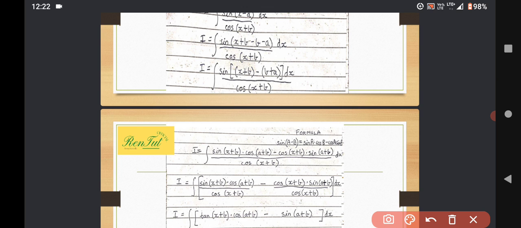So in the numerator what you have done is integration of sine (x plus b) into cos (a plus b) minus cos (x plus b) into sine (a plus b), and divided by the denominator, you can see cos (x plus b).